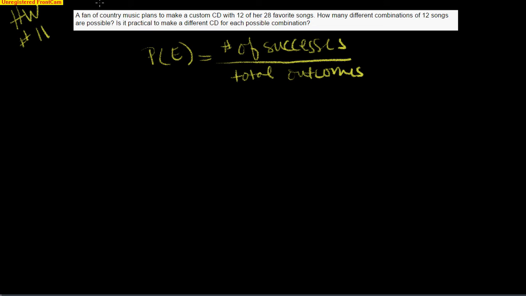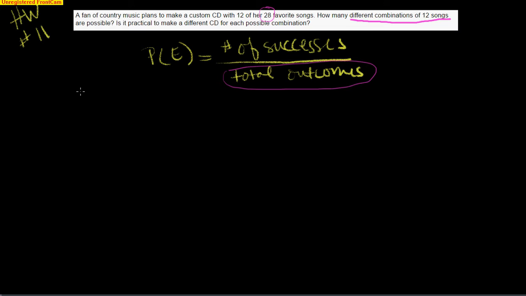So a fan of country music plans to make a custom CD. Hopefully you guys know what a CD is, with 12 of her 28 favorite songs. How many different combinations of 12 songs are possible? All right, so in this case, we're not actually finding a probability yet. We'll get to that in the second part of the question. At this point, what we really need to do is find how many different combinations there are for 12 songs out of a total of 28 to choose from. So that's really the bottom thing here, these outcomes, the total outcomes, the total different ways.